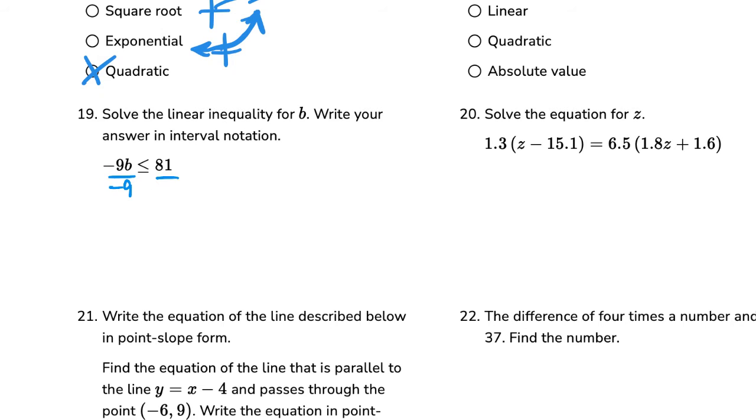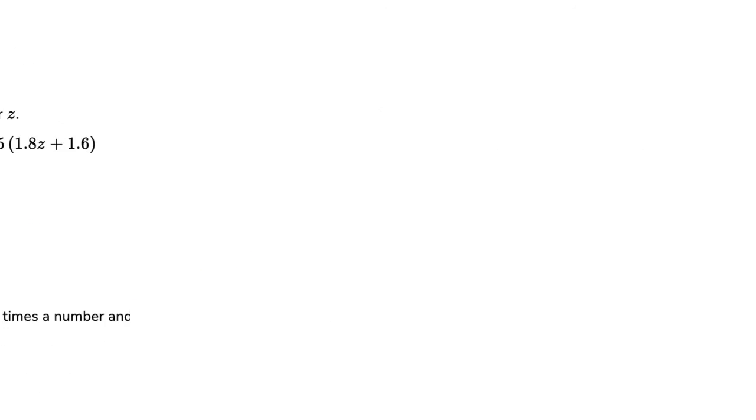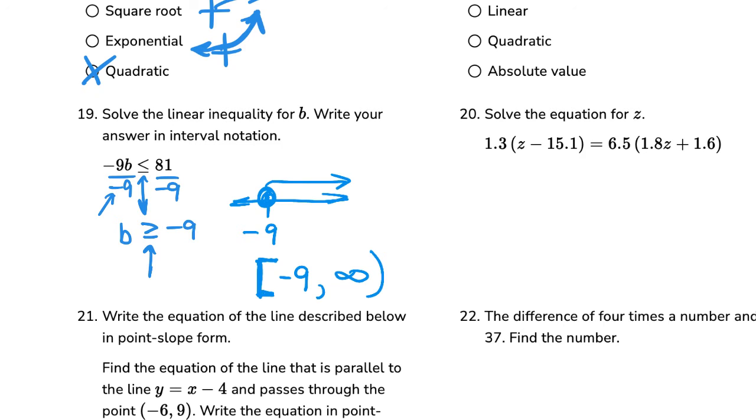Number 9, solve the linear inequality for b. Divide by -9. This is just a test to see if you remember to flip. See, I divided by -9, and so I have to flip the inequality to make it a greater than. It says interval notation, so on a number line, if you think about it, -9, and I want to be bigger than it, so that's to the right. And so my interval is from -9 to the right, which is positive infinity. Always put a parenthesis on infinities. We don't know their end.